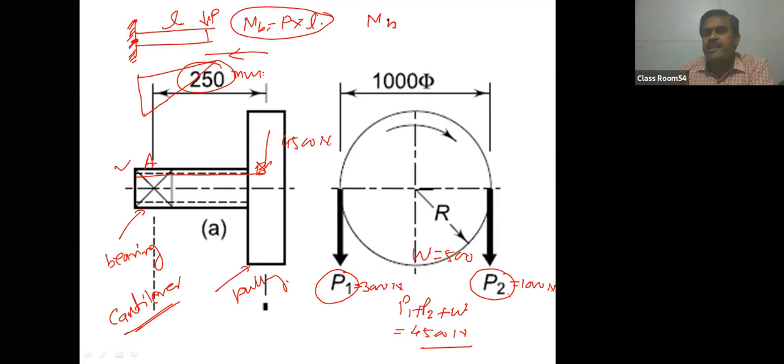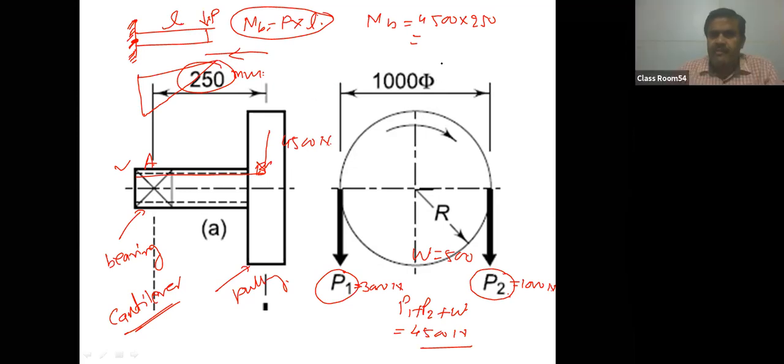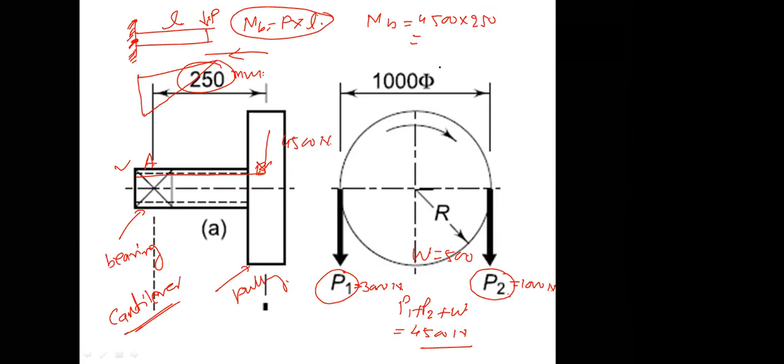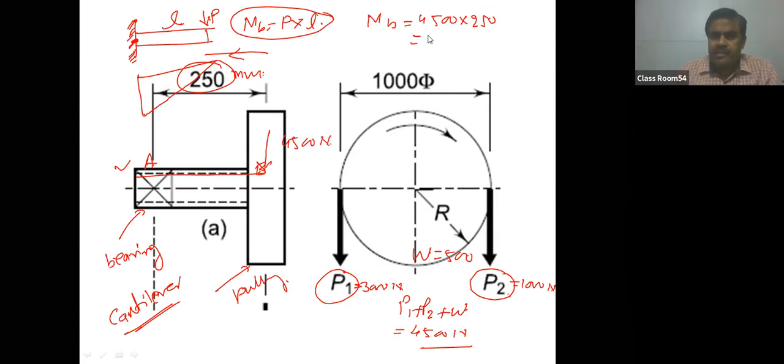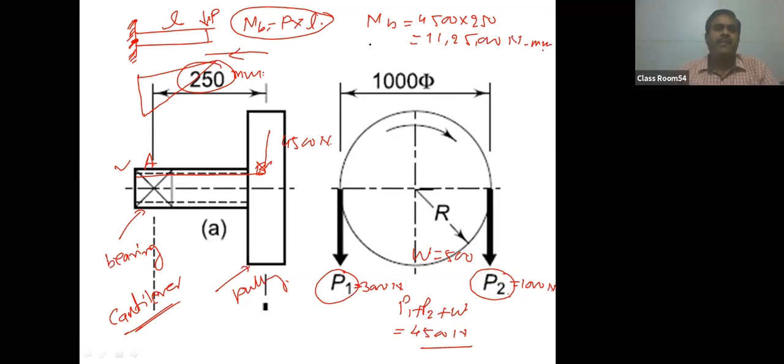Then your bending moment is given by 4500 into 250. Solve it. 4500 into 250 सॉल्व करिए, कितना आएगा? तुषार बताइए. 11,25,000. यूनिट हो गई इसकी न्यूटन मिलीमीटर. So the unit is Newton millimeter. So it is MB. हमें बेंडिंग मोमेंट पता लग गया.